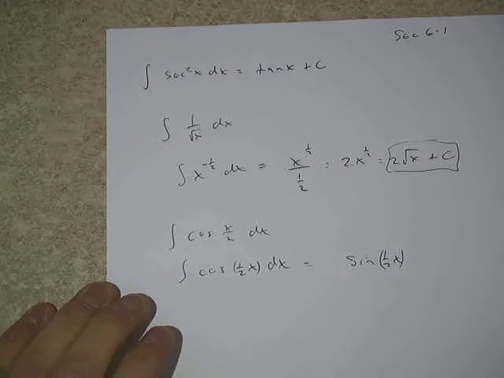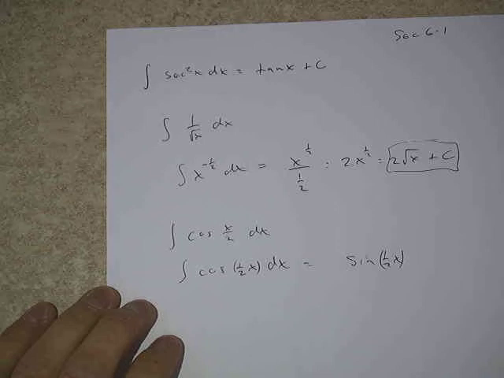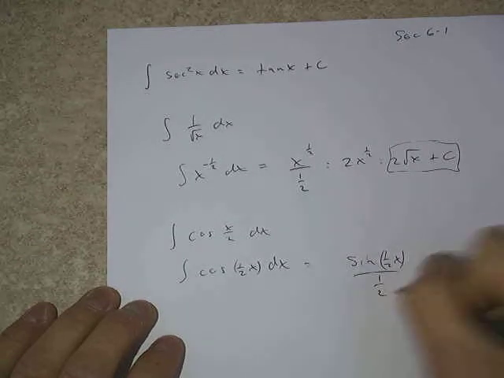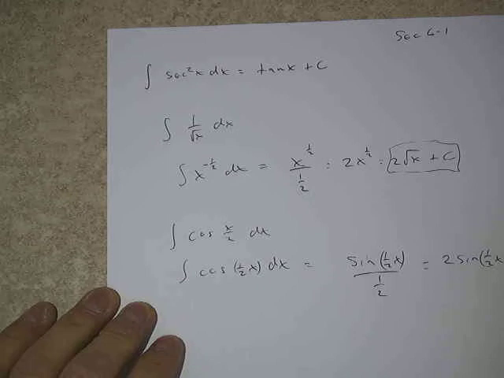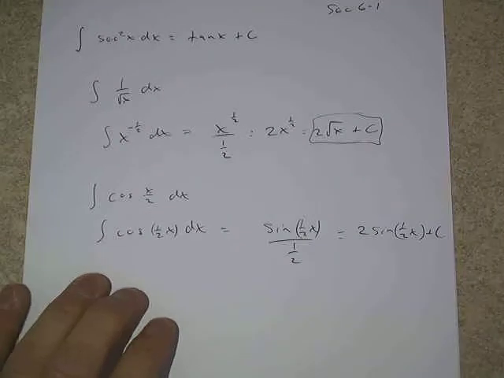And remember, when we're doing a derivative, we multiply by the inside function's derivative, if you will. But this time we'll divide. And so we'd ultimately get 2 sine of 1/2 x plus c. And that would be our antiderivative.